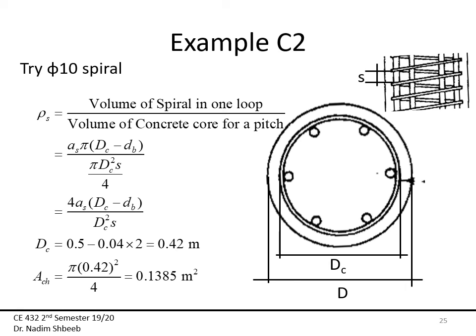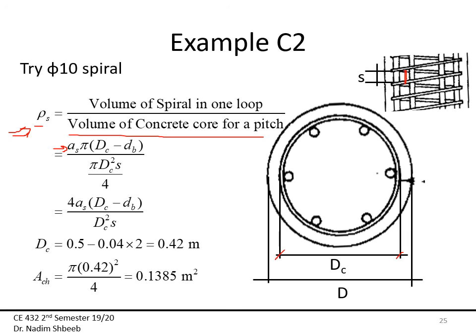Now this is purely from mathematical books. The spiral ratio, let me call it rho s, is simply the volume of a spiral in one loop divided by the volume of concrete core for a pitch. Now that volume of a spiral is going to be the area of this deformed spiral. So if I'm using phi 10, it's going to be the area of phi 10 times pi times dc. Now dc is measured as the outer diameter of the spiral.